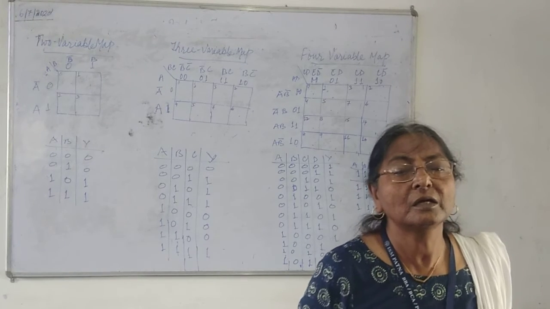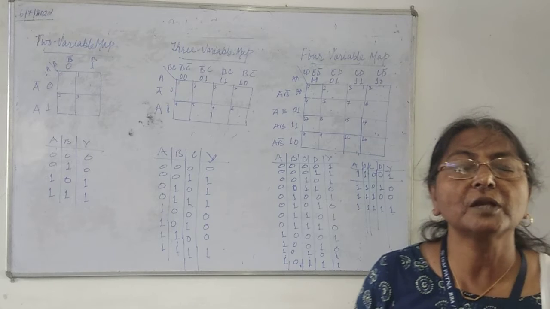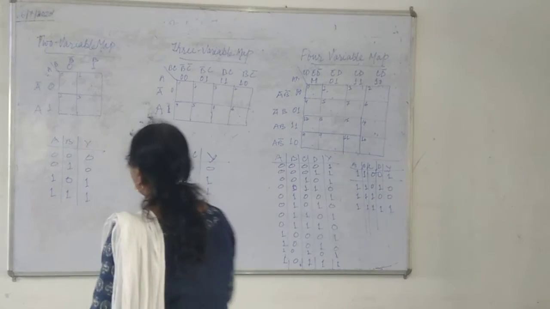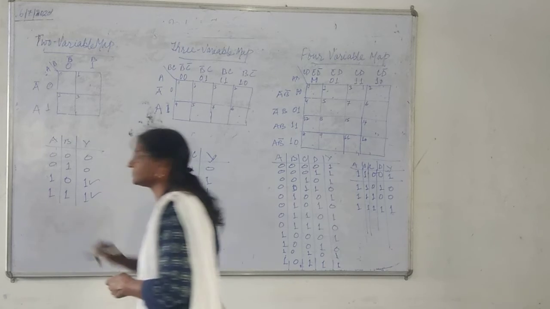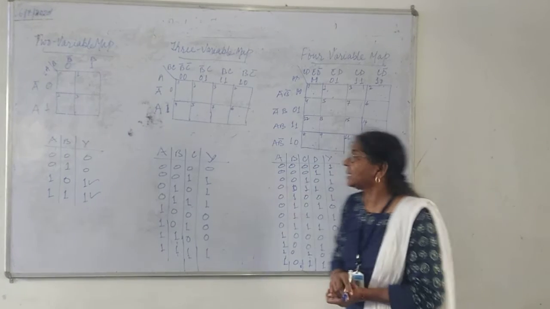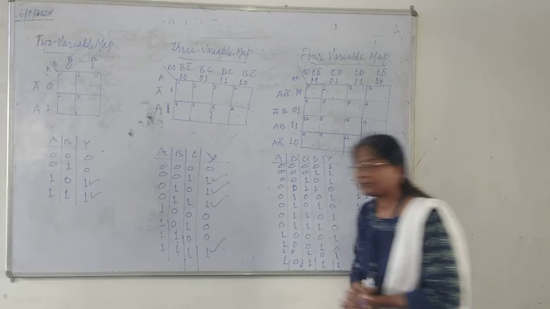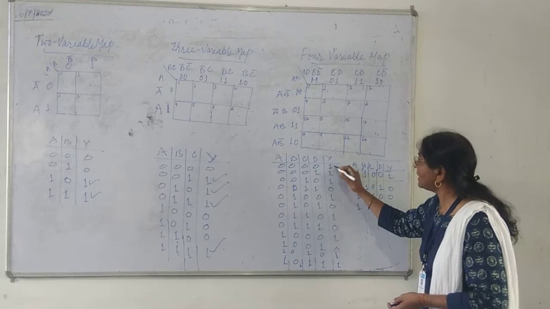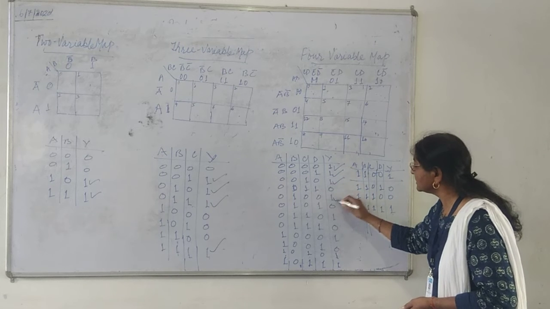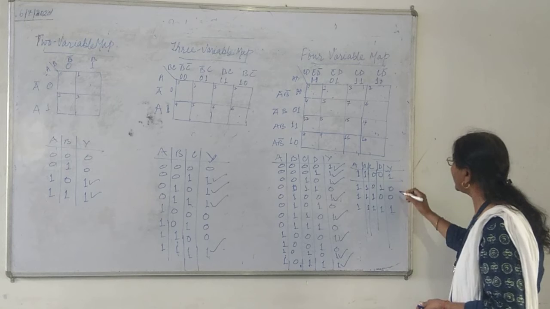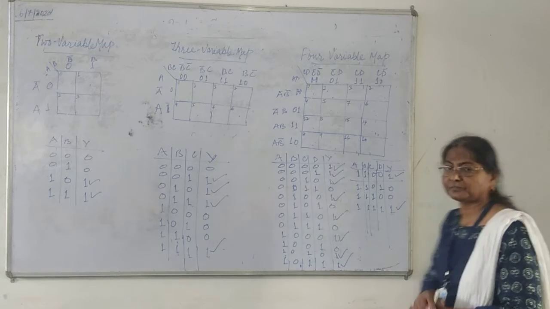The sum of product equation, what is it? It is a logical sum of those fundamental products for which the output is logic 1. So where I am getting the output logic 1, I have taken 1 here and here, in those 2 places. Here I have taken 1 here, here, here, and here. In the 4 variable map, I have taken 1 here, here, here, then this one, then this one, then this one, then this one, then this one, and this one, and this one.